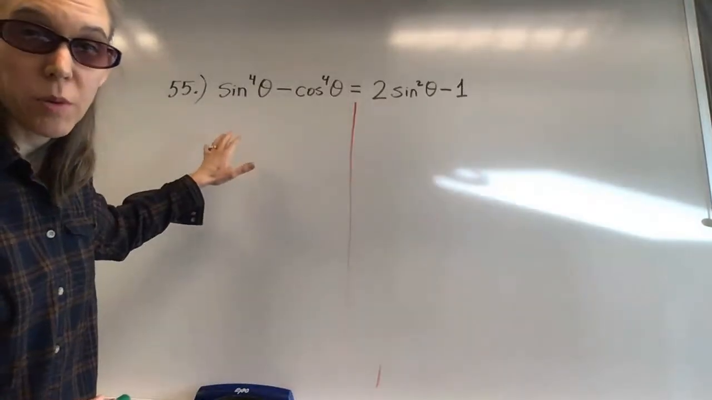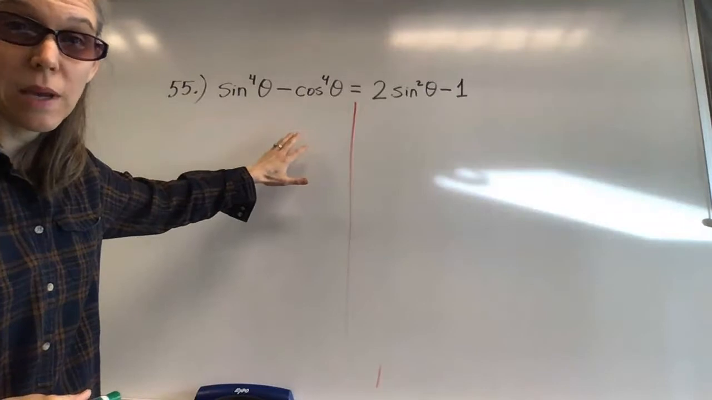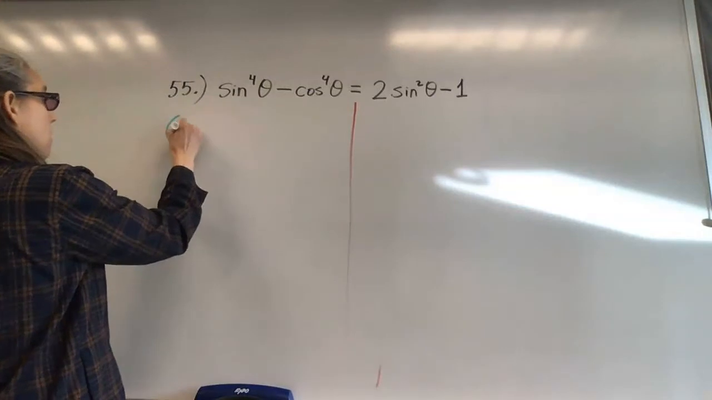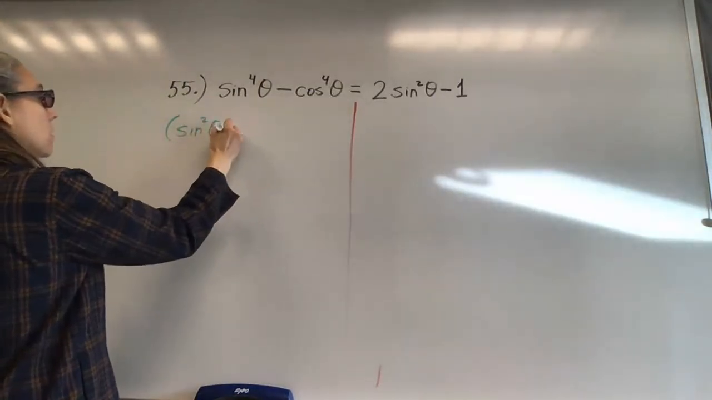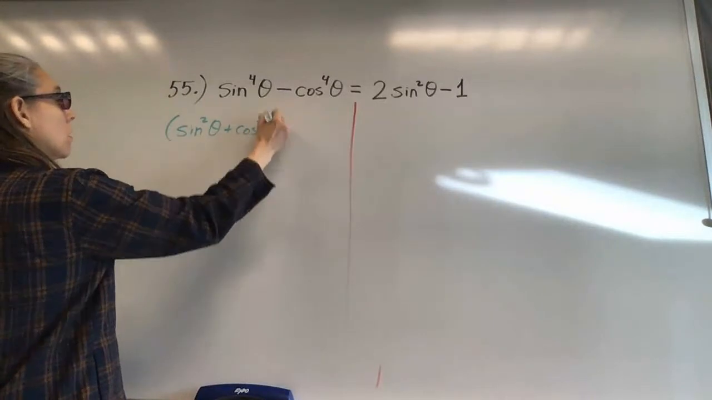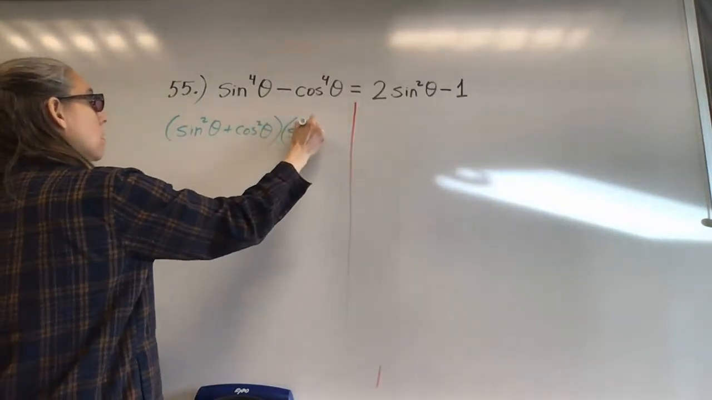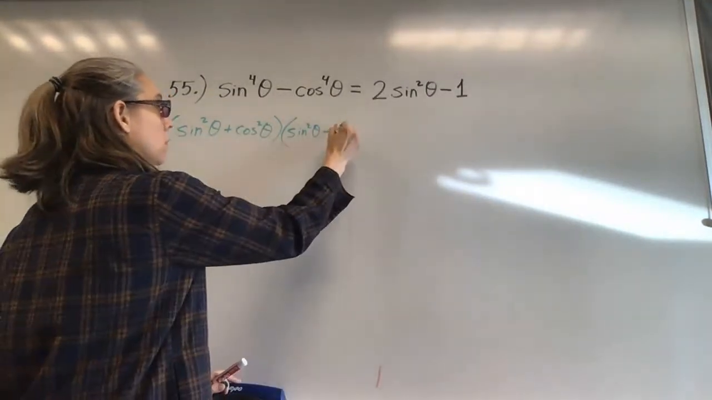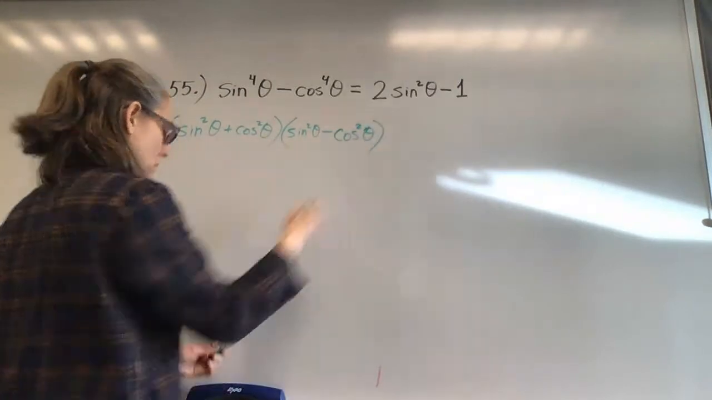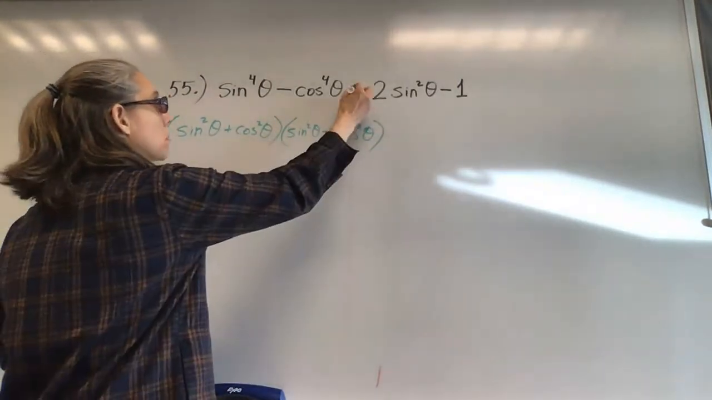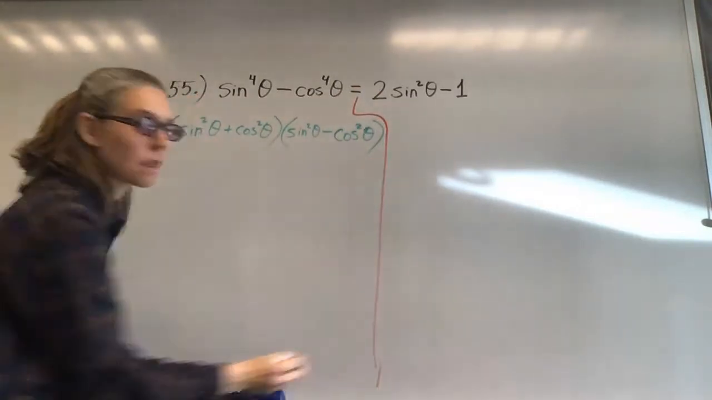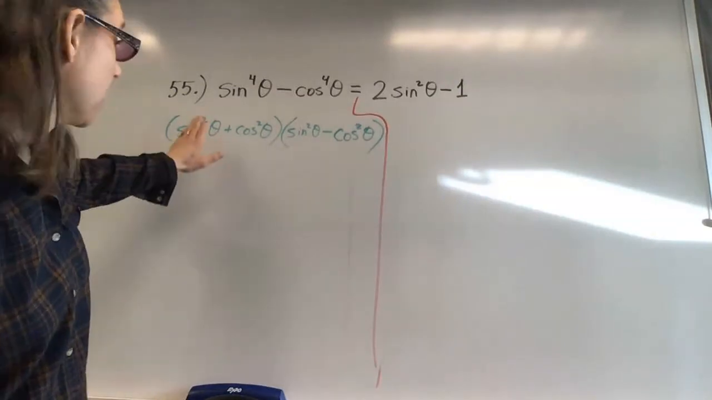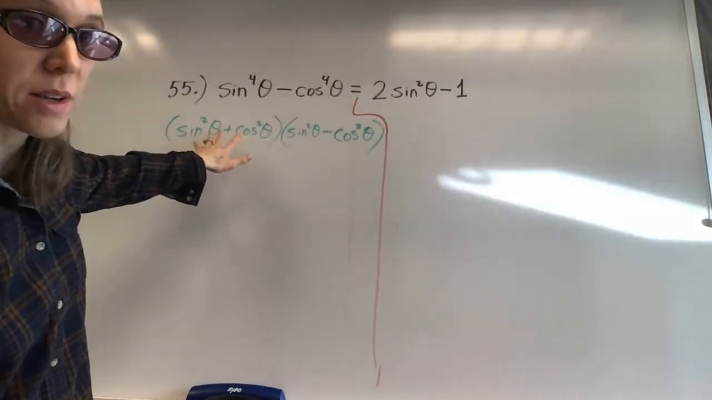For number 55, we want to start by observing that on the left-hand side we have the difference of squares. So we'll go ahead and factor that. Okay, so now let's look at our difference of squares. We have sine squared plus cosine squared. That's equal to 1.